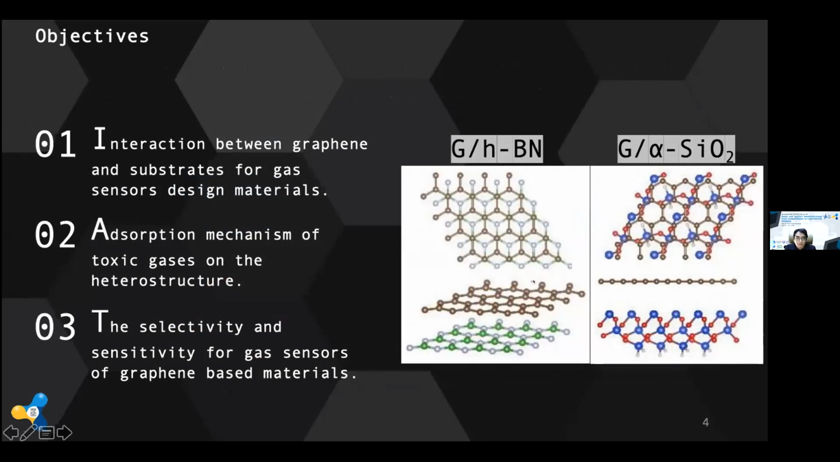We can see on the right-hand side here the configuration of graphene on the hexagonal boron nitride and on silicon dioxide.